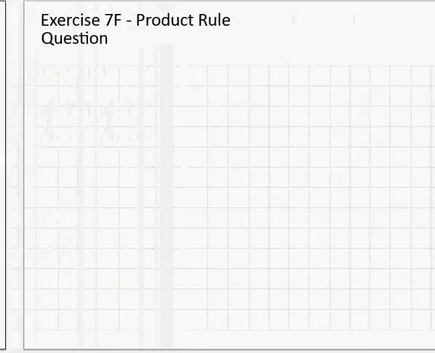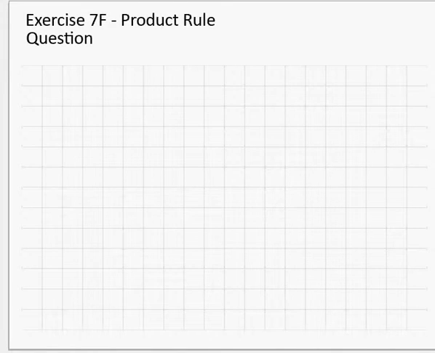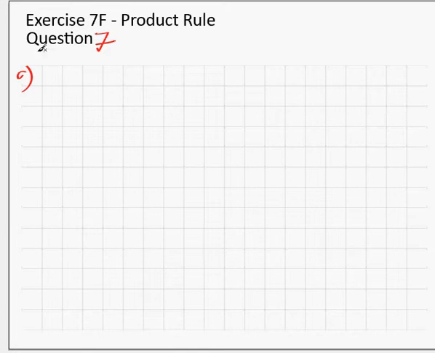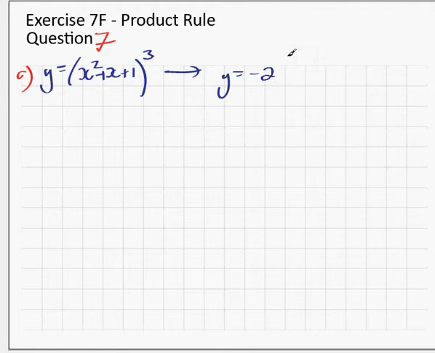Let's just do one more in this set. Part C says to differentiate y equals x squared plus x plus 1 to the power 3, and then use that to differentiate minus 2 lots of x squared plus x plus 1 cubed times x.